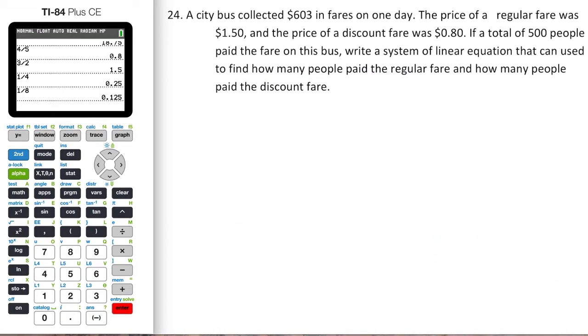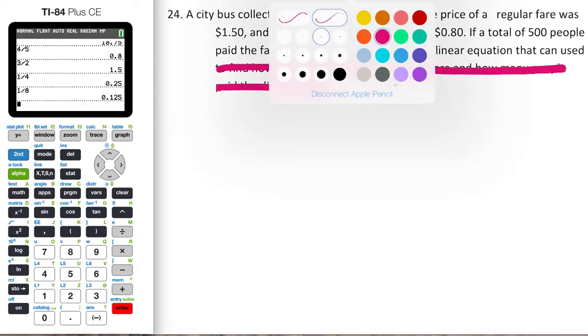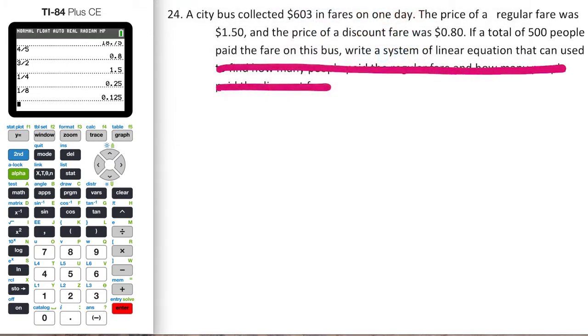All right, we have another equation to write. A city bus collected $603 in fares in one day. The price of a regular fare was $1.50. The price of a discounted fare was 80 cents. The total of 500 people paid the fare. Write the system that can be used to solve. So write the system. We are not going to figure out the money. So we're going to have one equation with money, and we're going to have one equation with total tickets.